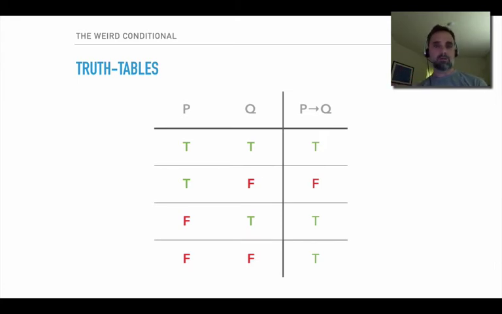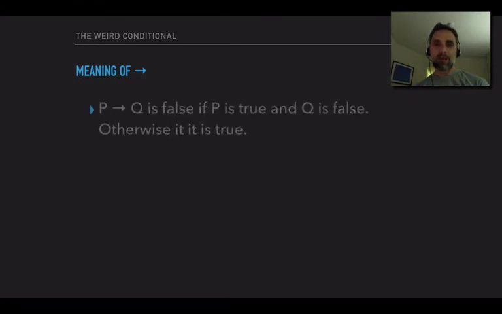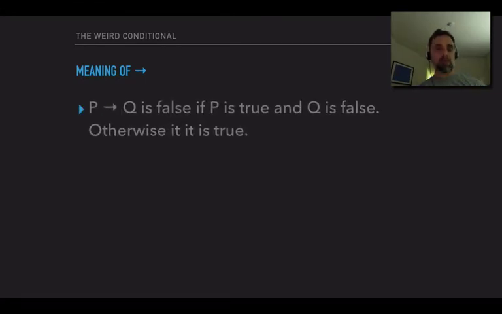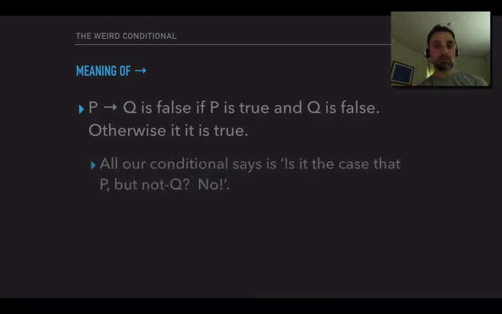Also, let's look at the rows on which P is false. Those are the last two rows. And on both of those rows, again, P arrow Q is true. So we know that if P is false, then the conditional P arrow Q is true. So what we know is that if the antecedent of our conditional is false, then the conditional is true, and that if the consequent of the conditional is true, then the conditional is true. So in other words, P arrow Q, when is that false? Only on the second row when P is true and Q is false. Otherwise, P arrow Q is true.